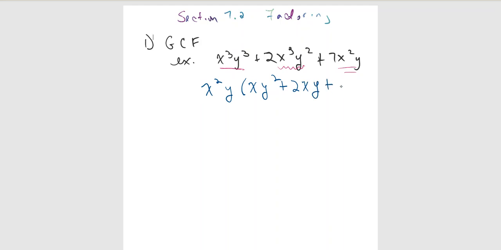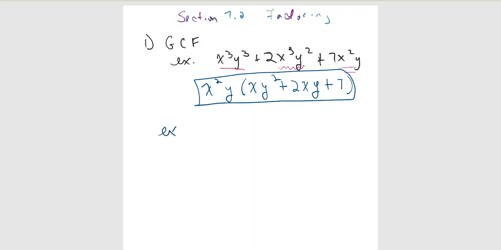And then plus, again, 7 x squared, so you have an x squared out, so 2 minus 2 leaves you with no x's. And y to the first and y to the first, so 1 minus 1 leaves you with no y's. And that would be your final answer.